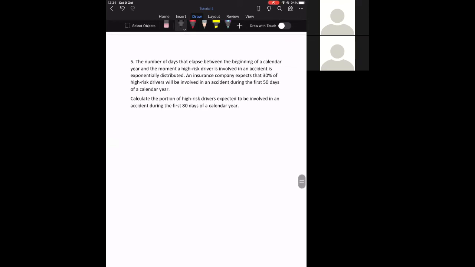So this is based on exponential distribution. Just take a minute to go over it and then we can go through it.